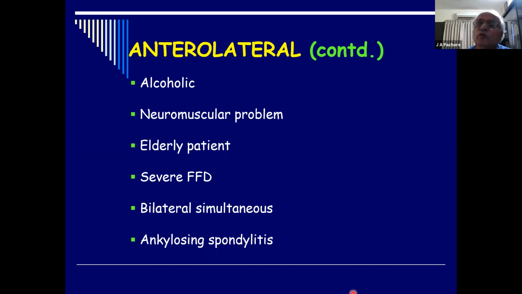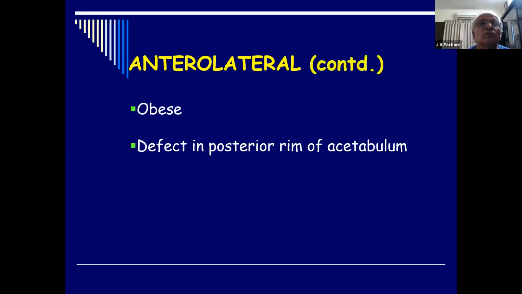Severe fixed flexion deformity: you need to release the anterior capsule, and with a posterior approach it will be very difficult to release the anterior capsule. So when you have a severe flexion deformity, you can use this approach because you are going to release the whole of the anterior capsule from the front, which will reduce it. Even if you want to release some other structure, you can do this. Bilateral simultaneous surgery can be done. Ankylosis is not necessary. Obese patients, you can do it because the rate of dislocation will reduce.